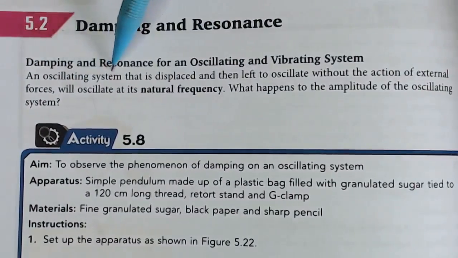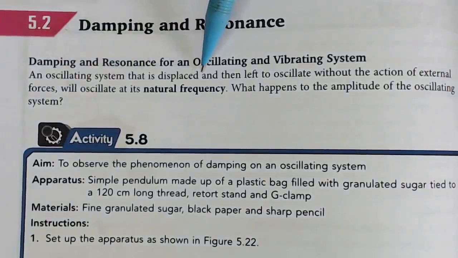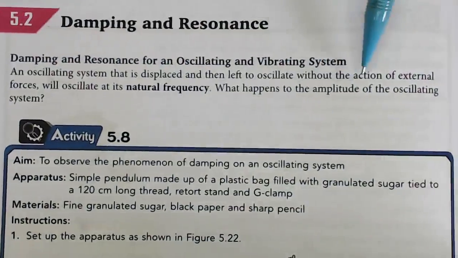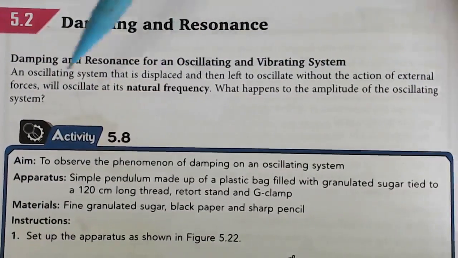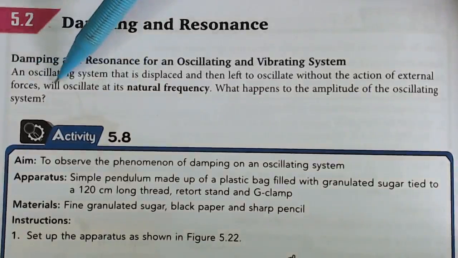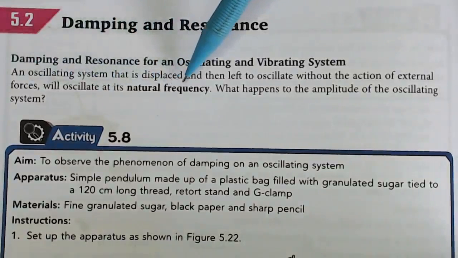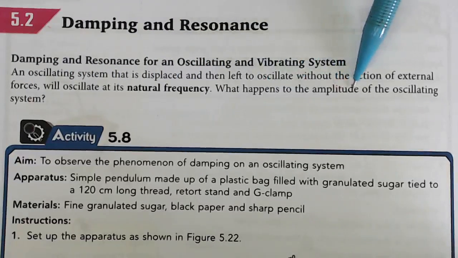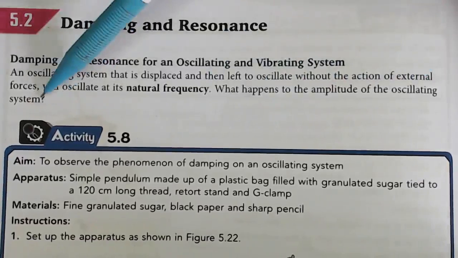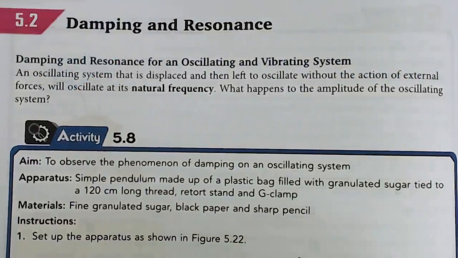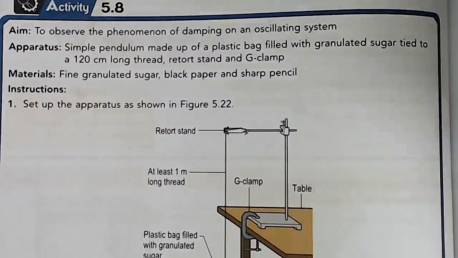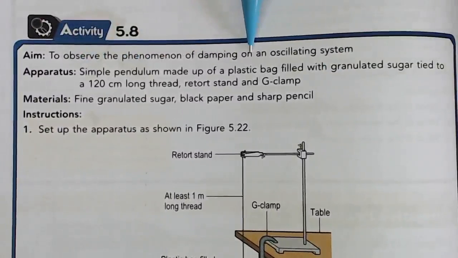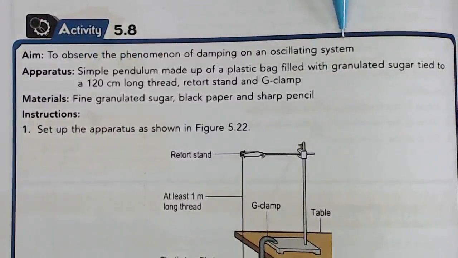An oscillating system that is displaced and then left to oscillate without the action of external force will oscillate at its natural frequency. What happens to the amplitude of the oscillating system? Activity to observe the phenomenon of damping on an oscillating system.